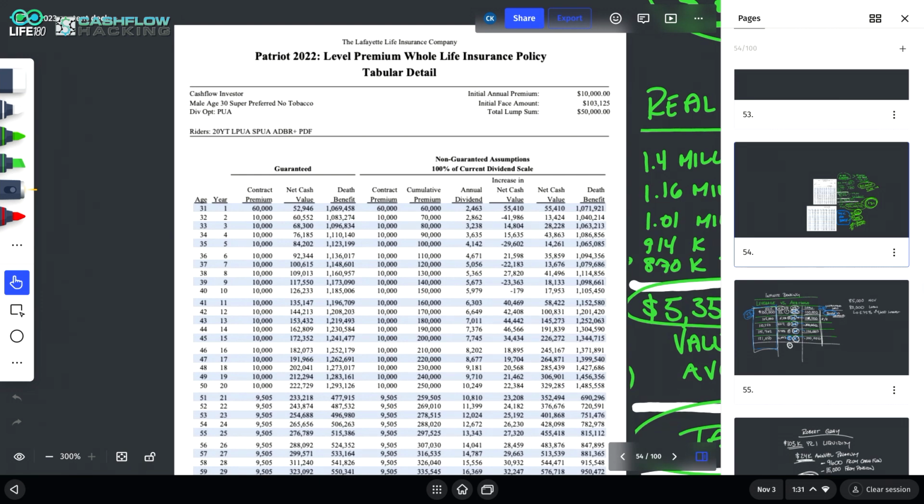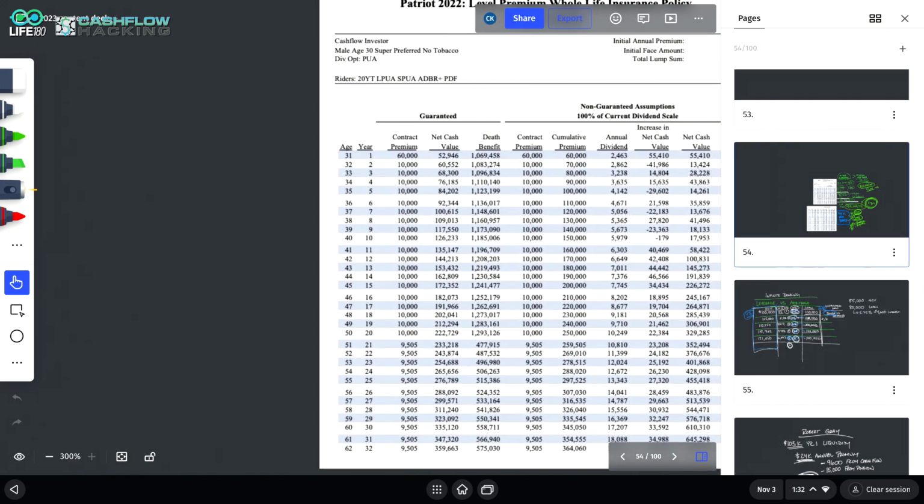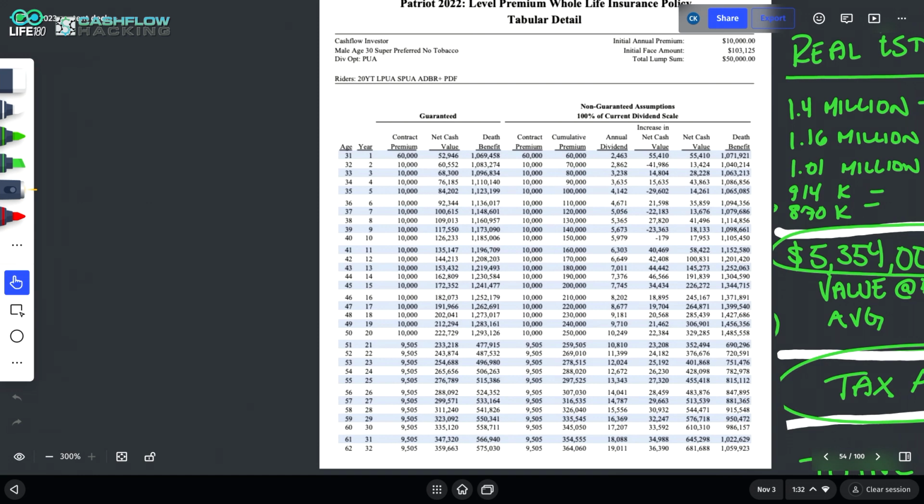The purpose of this video is I just needed to show one illustration that shows how simple it is here. So the non-guaranteed assumptions, right? This is the non-guaranteed assumption right here in a whole life policy. There are two variables that go into whether a whole life policy is going to perform according to the net cash value column that we see here.